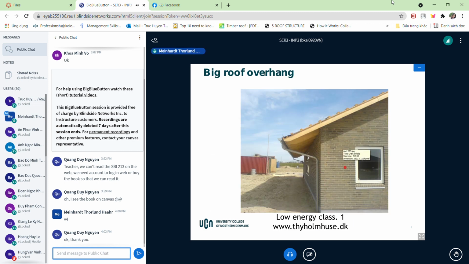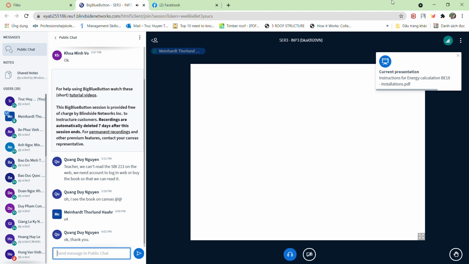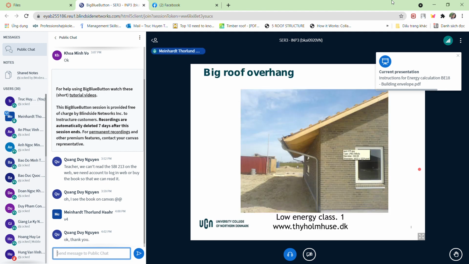So I brought some pictures from some like this. I don't know what I did. It's like this presentation, it's zoomed in. Just give me one second. No, didn't change anything. Okay.